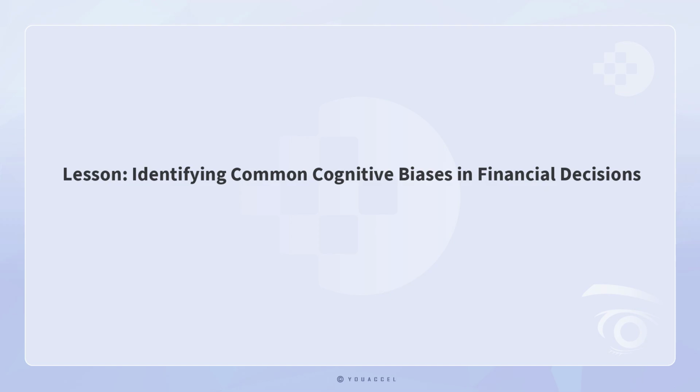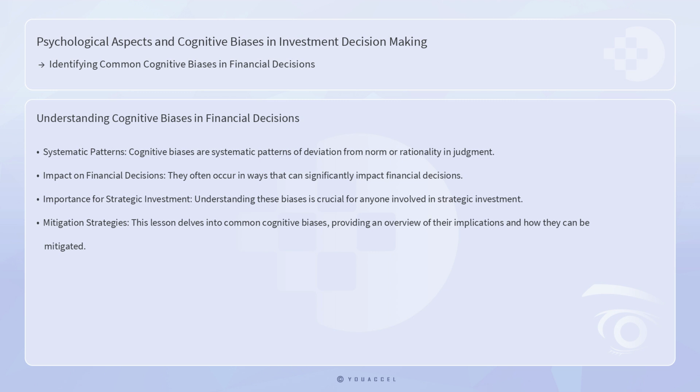Lesson: Identifying common cognitive biases in financial decisions. Cognitive biases are systematic patterns of deviation from norm or rationality in judgment, and they often occur in ways that can significantly impact financial decisions. Understanding these biases is crucial for anyone involved in strategic investment, as they can lead to poor decision-making and suboptimal outcomes. This lesson delves into some of the most common cognitive biases that affect financial decisions, providing a comprehensive overview of their implications and how they can be mitigated.